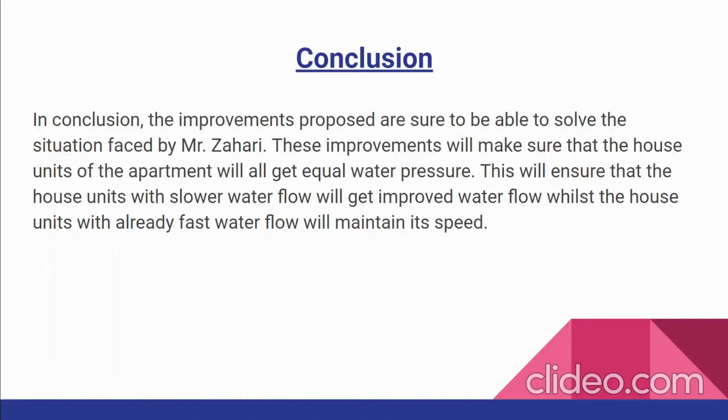Now finally, let's talk about the conclusion. In conclusion, the improvements proposed are sure to be able to solve the situation faced by Mr. Zahari. These improvements will make sure that the house units of the apartment will all get equal water pressure. This will ensure that the house units with slower water flow will get improved water flow, whilst the house units with already fast water flow will maintain its speed.